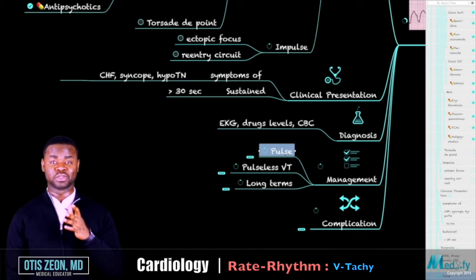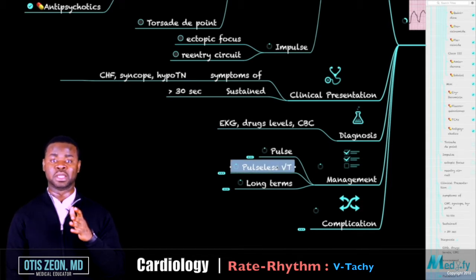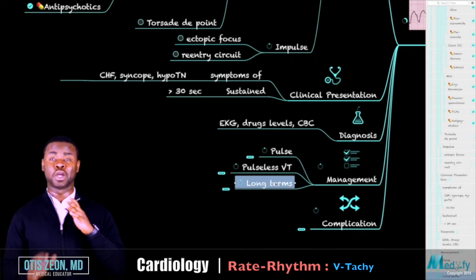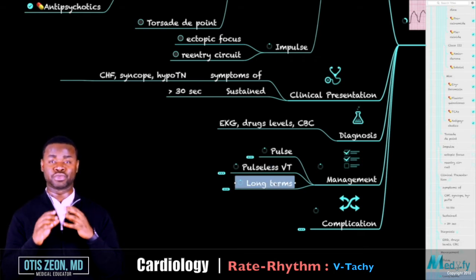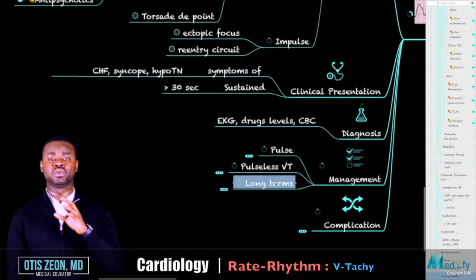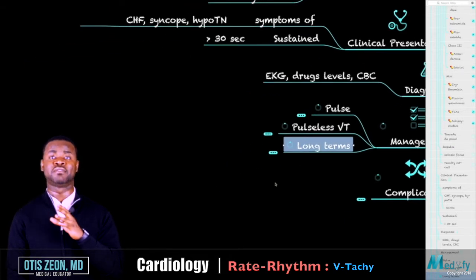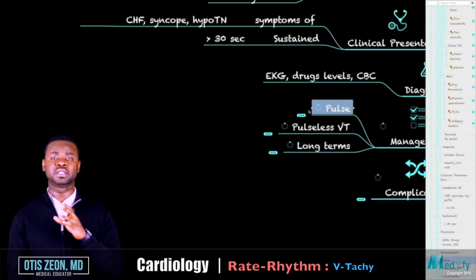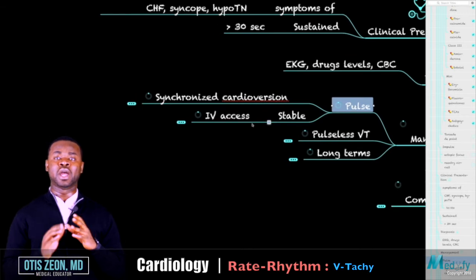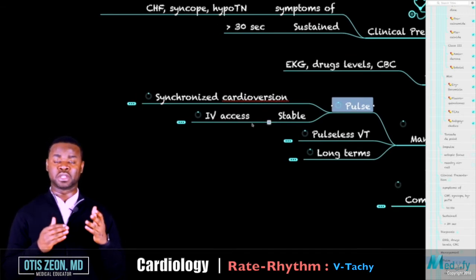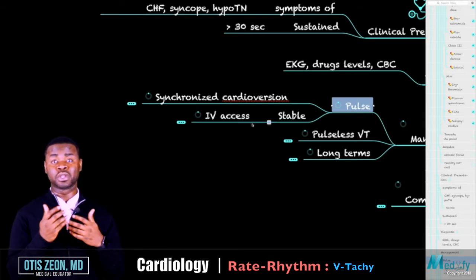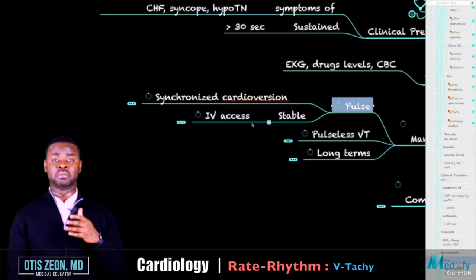Do they have a pulse? Are they pulseless? Is this something that has happened on a long term, so do you need to restructure your treatment plan? Let's first talk about a person who has a pulse and they have ventricular tachycardia. In these individuals, essentially, you have two things to consider. You can consider synchronized cardioversion, which means you're doing electrical cardioversion, or you can consider chemical cardioversion. But that would depend on the person's hemodynamic stability.